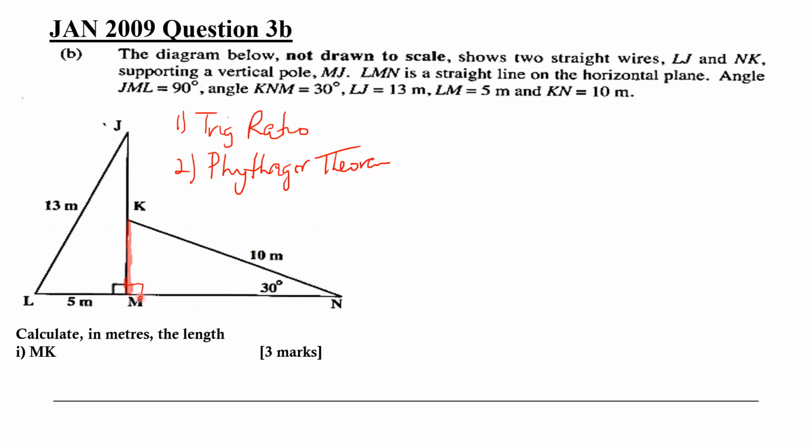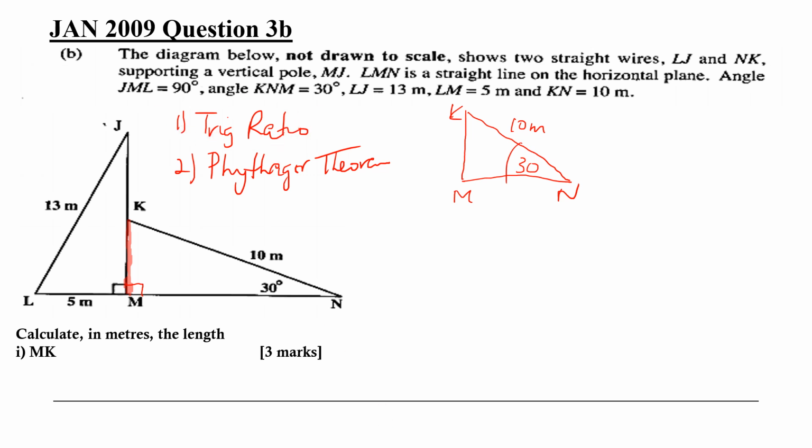Now if we take out this triangle MKN, let me just draw a sketch of it here. I'm not going to be too perfect. Remember, it's a sketch. So MN here is 10 meters. This is K, that's M. We recognize we have an angle at N of 30 degrees and we have a length. So that means we have to use the trig ratio.